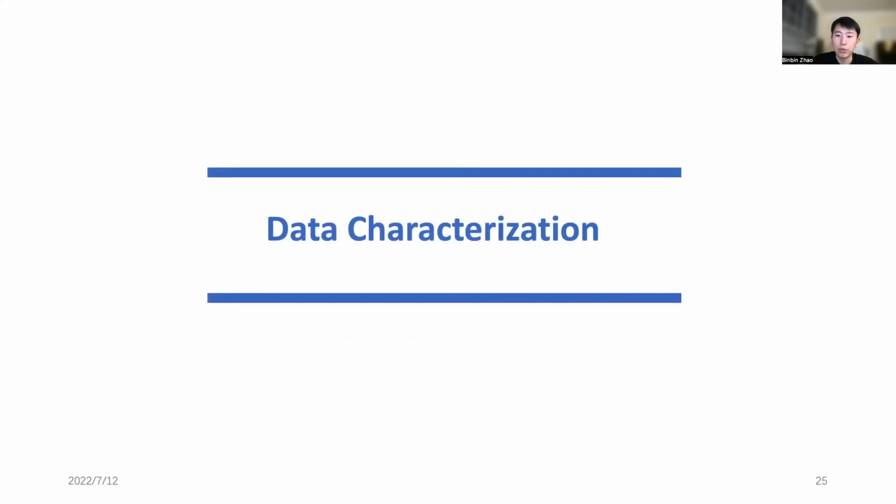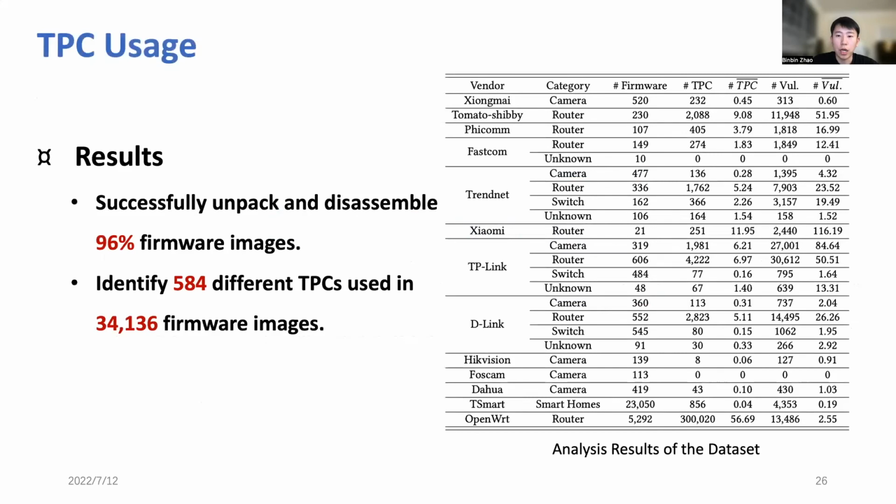After evaluation, we run FirmSec on our dataset. We successfully unpack and disassemble 96% of firmware images, and we find 584 different third-party components used in 34,000 firmware images.